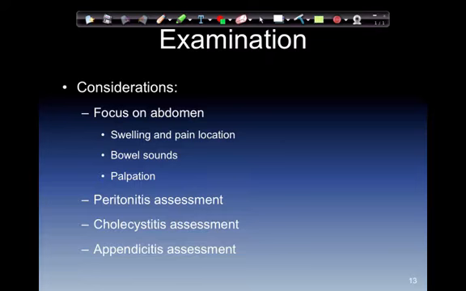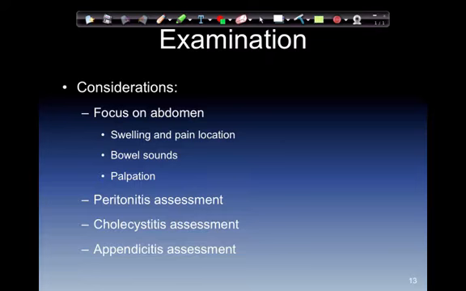Murphy sign is for a gallbladder. At the midclavicular line, the paramedic asks the patient to exhale and then inhale. As the patient inhales, the paramedic applies downward pressure. If the patient stops inhaling due to pain, then the patient has a positive Murphy sign.